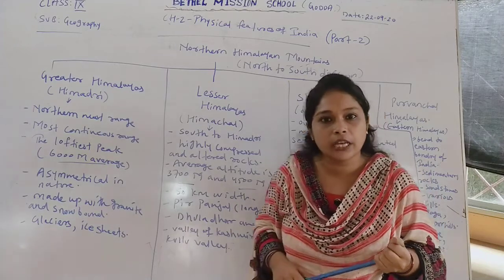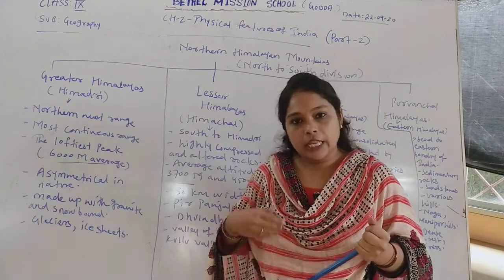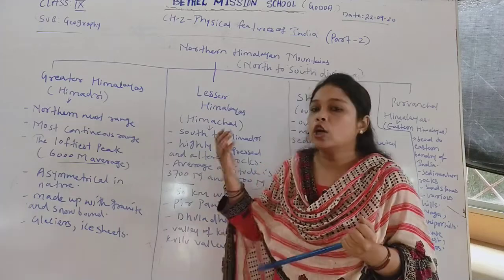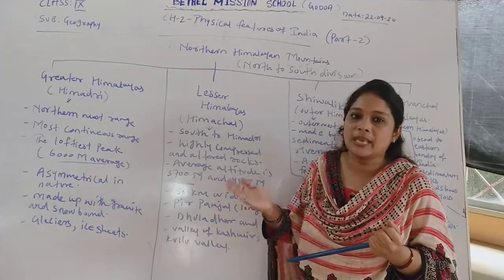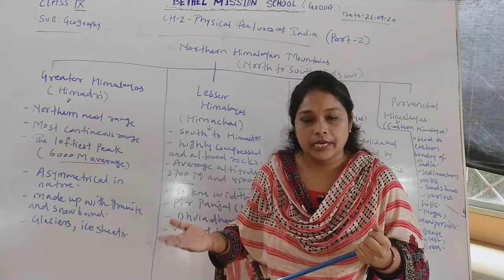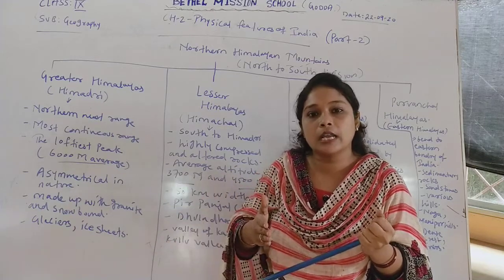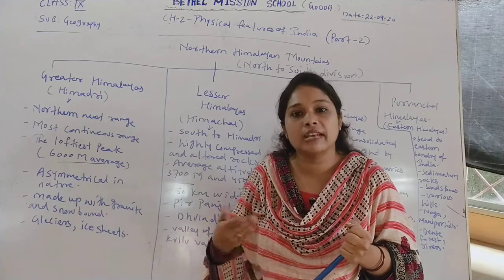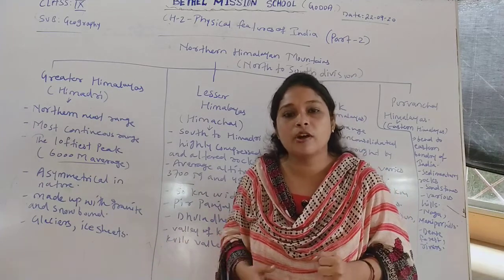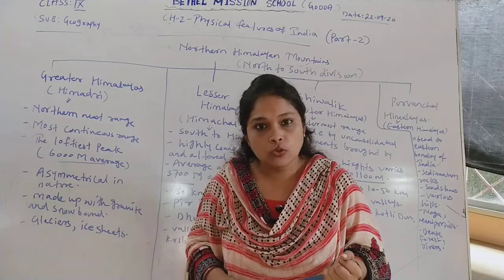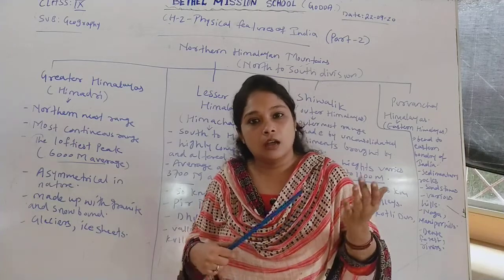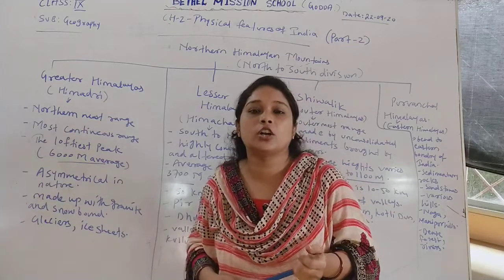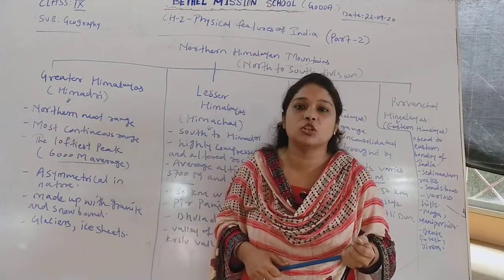I hope you have understood what I have taught you today. In the next session we will see the northern Himalayan mountains division from east to west. That is three parts: eastern Himalayas, central Himalayas and western Himalayas, which we are going to see in our next session in detail. So from next session we will see the eastern to western division of Himalayas.